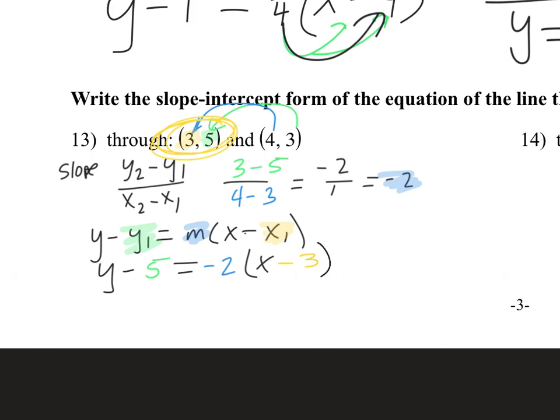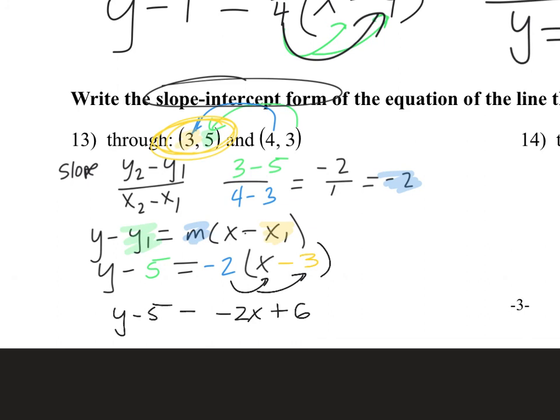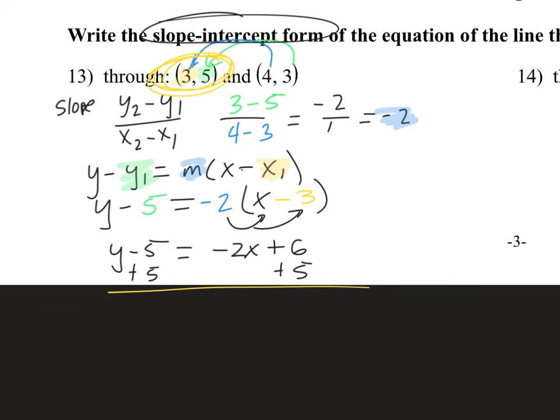And now that I've got it in point slope, now I need to convert it to slope intercept because that is what the problem is asking me for. So now I need to distribute. So that'll be negative 2x plus 6. Bring down the y minus 5. Fully isolate the y by adding 5 to both sides. So the slope-intercept form of that equation is y equals negative 2x plus 11.